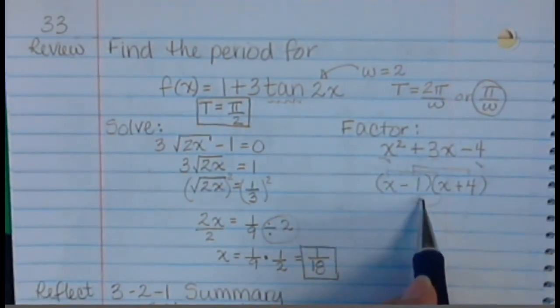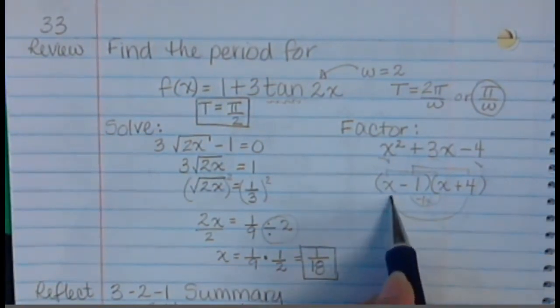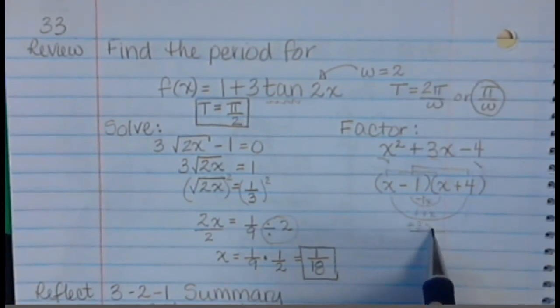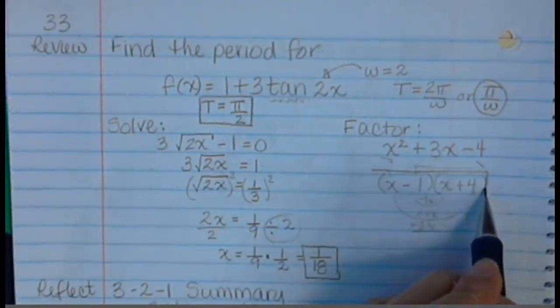And in here I have a negative 1x and a positive 4x. And I can see that that does indeed equal a positive 3x. So we are done factoring our trinomial.